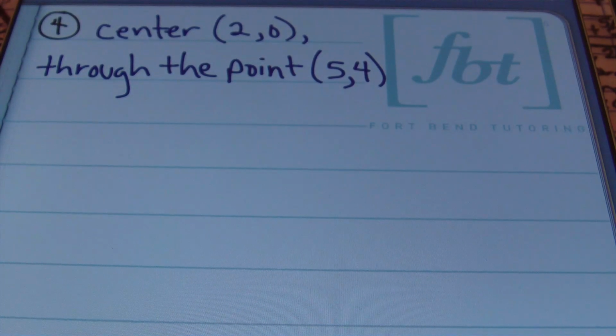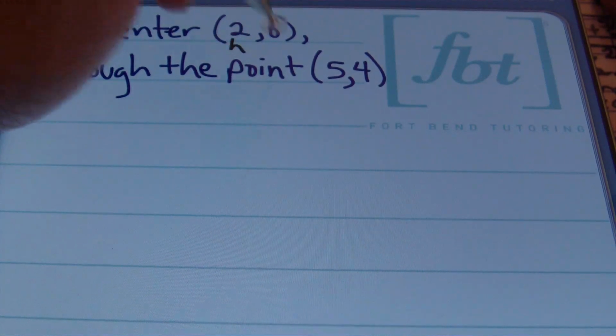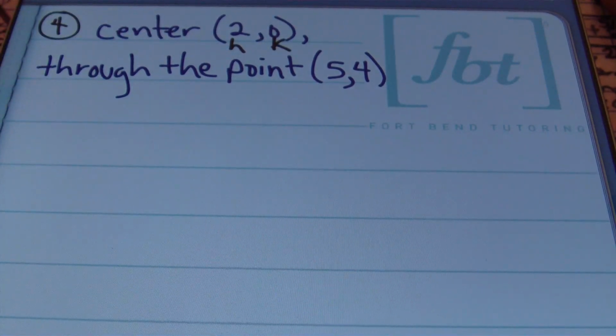All right, with problem number 4, it asks us to find the equation of the circle in center radius form given a center of (2, 0) and going through the point (5, 4). What you want to know is that your h and k values are going to be labeled first. So you have 2 and 0 as your h and k value. That's the center. And we're keeping in mind that this circle is going to go through the point (5, 4).